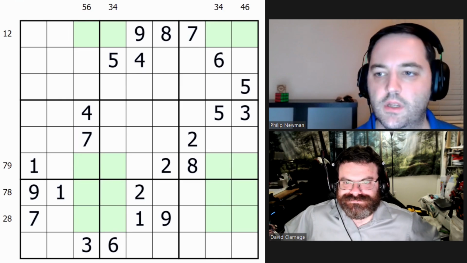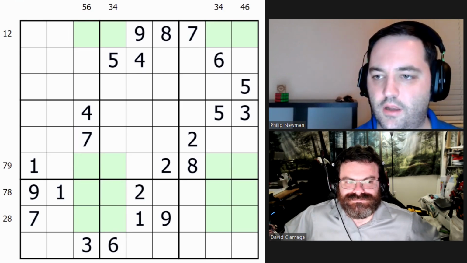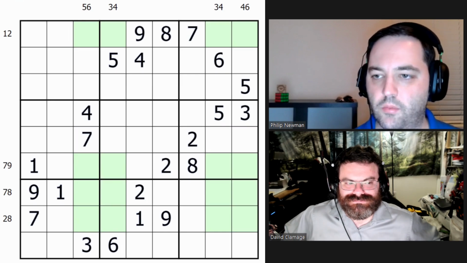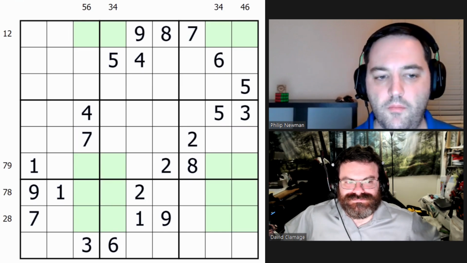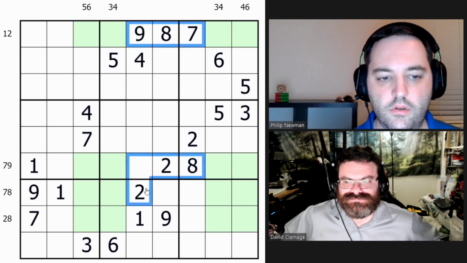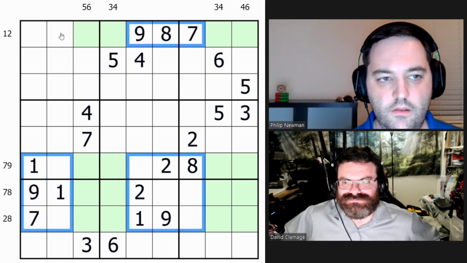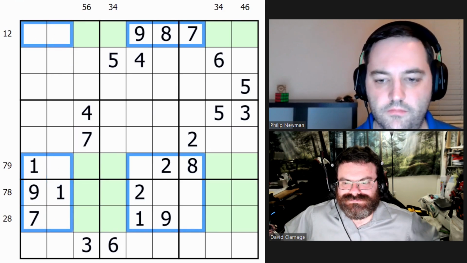Gotcha. All right. Hopefully it makes a little more sense, and you can kind of see how you might solve a puzzle like that. Ultimately, the things that you're looking for are groups of digits that occur together.